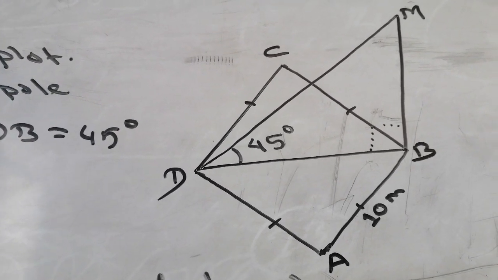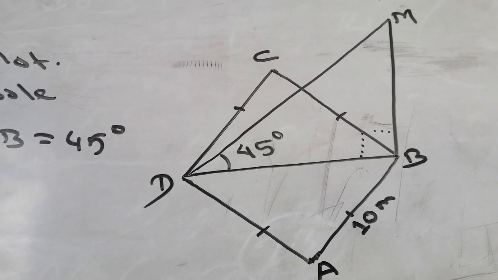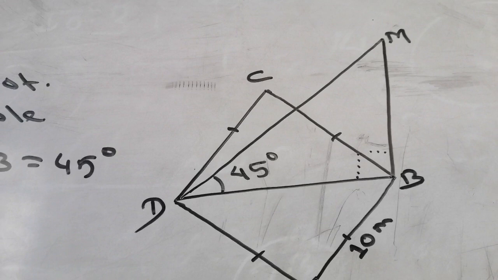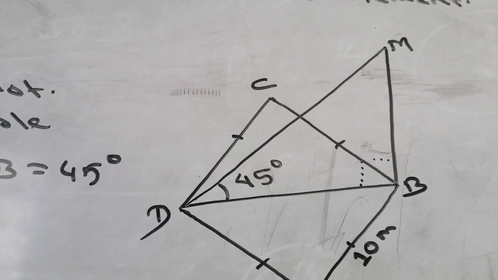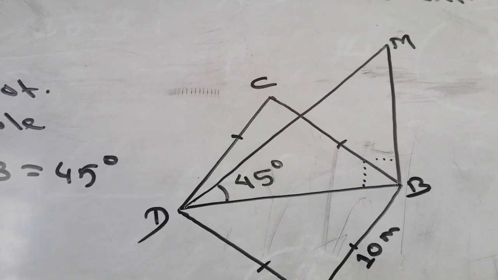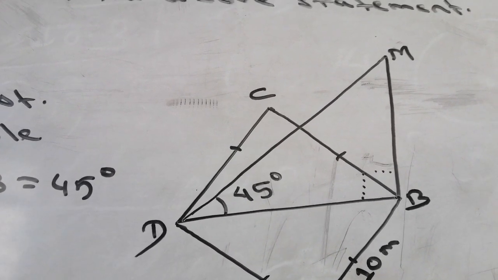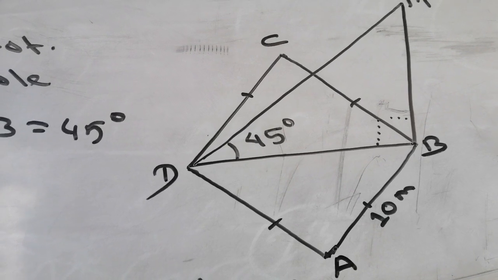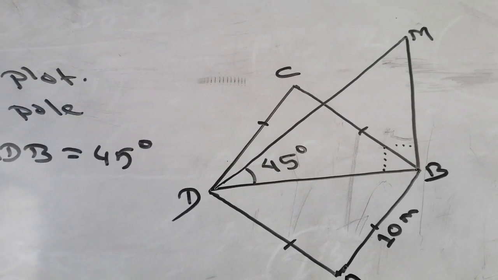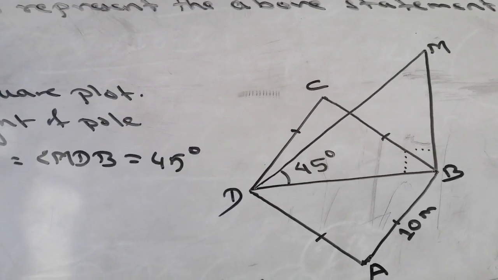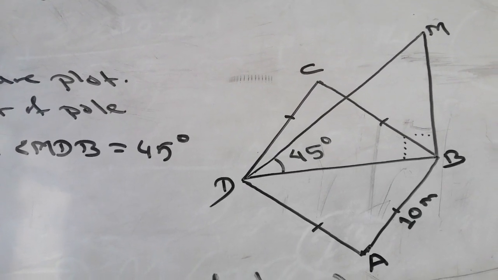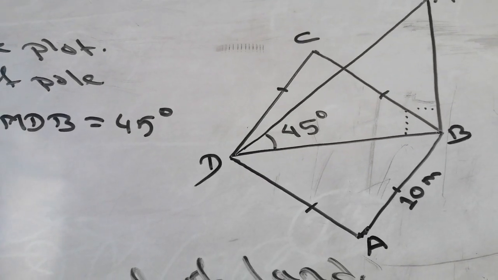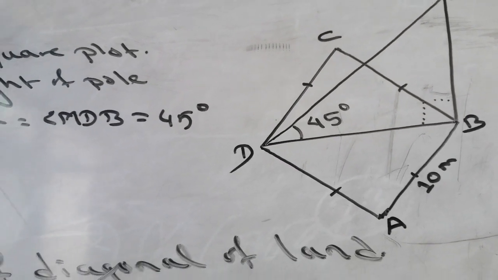We have just inclined this square plot so that the pole formed here is MB, the height of the pole is MB, and the angle of elevation from point D to point M is 45 degree. Since it is a square plot, every side is equal. So this will be the figure for the question. ABCD is a square, height of the pole is MB, BD is the length of diagonal of square plot ABCD.